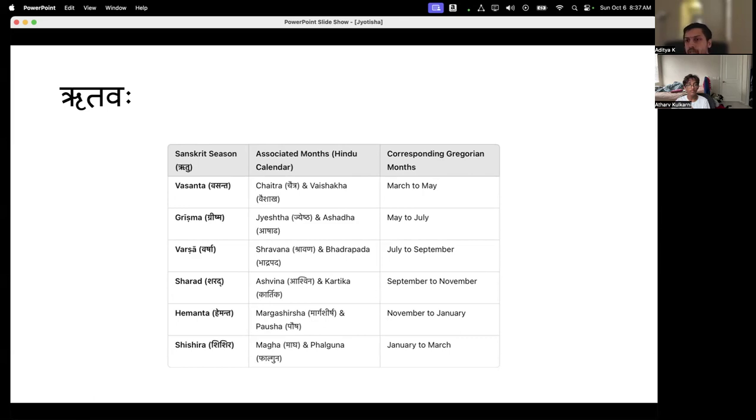Rutavaha. Rutavaha are seasons in English, right? So what causes the seasons is the movement of the earth, both rotation as well as revolution. As you know, we have Shat Ritus, 6 Ritus: Vasanta, Grishma, Varsha, Sharad, Hemanta, and Shishira. Okay. What Ritu are we in right now? Can anybody tell me? Sharad Ritu. Why is it Sharad Ritu? Because it's Sharan Navaratri. Exactly. That was the answer I was hoping for.